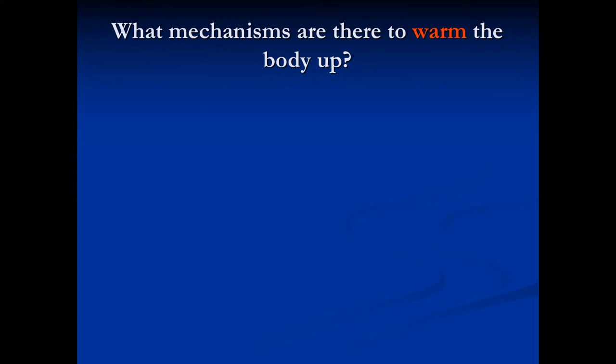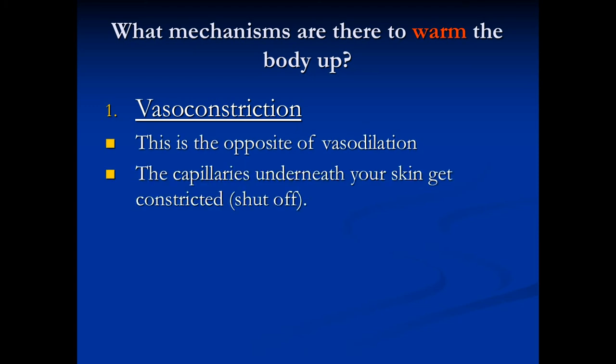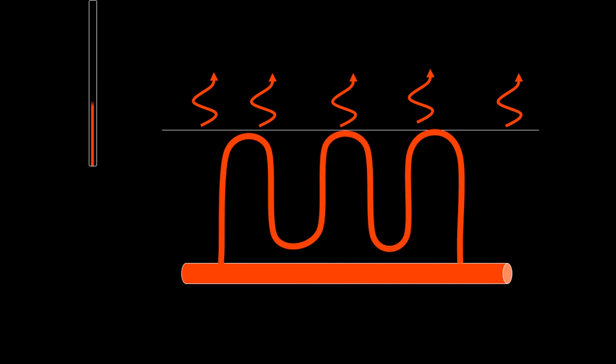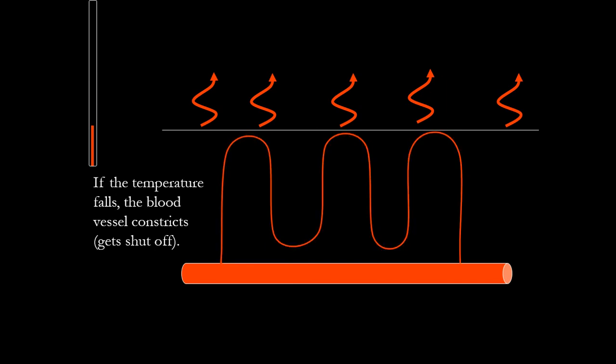How about mechanisms to warm the body up? In this case, the opposite happens, vasoconstriction. This is the opposite of vasodilation. The capillaries underneath your skin get constricted or shut down or shut off, and this takes the blood away from the surface of the skin so less heat is lost through your body. If you get cold, the blood vessels constrict, allowing less blood near the surface, so less heat is lost from the surface of your skin.